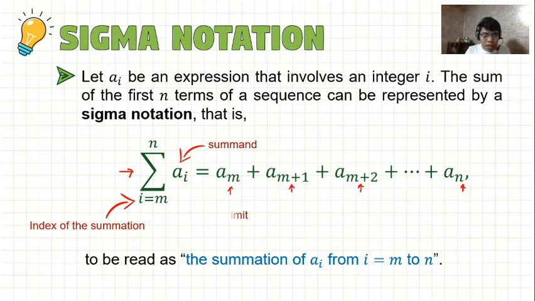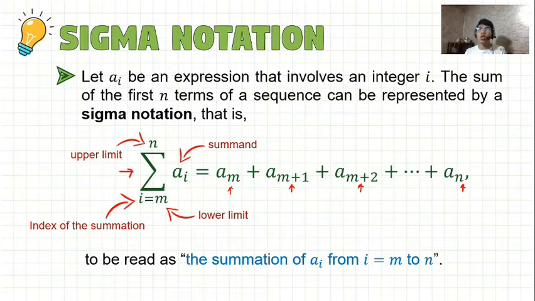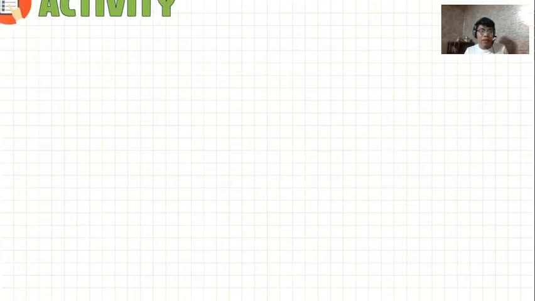m here is what we call the lower limit. It is the starting point, or the first value in the summation, or the first value in our series. And n here is the upper limit, or the upper bound. It is the terminating point of our series. To understand this sigma notation better, let's have this activity.